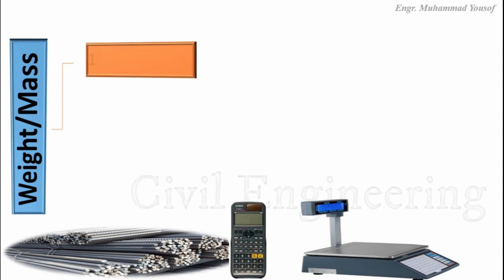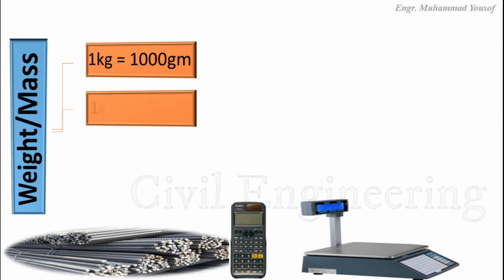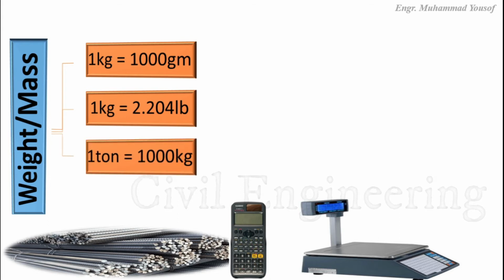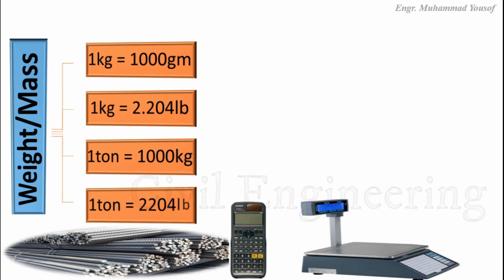weight. So the first basic conversion is that 1 kg is equal to 1000 grams. The second one is that 1 kg is equal to 2.204 lbs. The lb represents pound, which is a unit of mass. The third one is that 1 ton is equal to 1000 kgs. The fourth one is that 1 ton is equal to 2204 lbs. So these are the basic unit conversions, and on the basis of these we will solve some numericals. Well, let's start our examples.